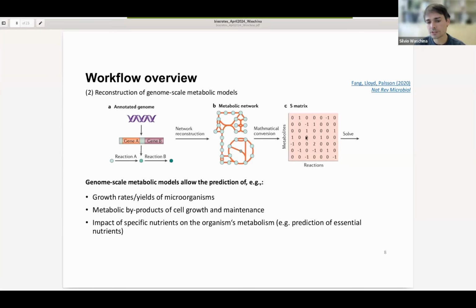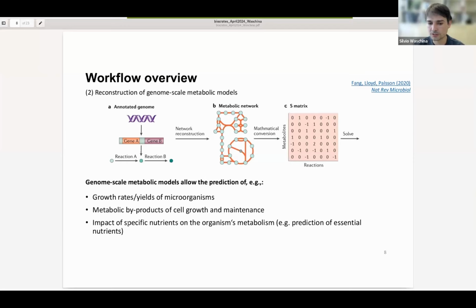And this metabolic network is then represented as a so-called stoichiometric matrix, which is just like a computer way of saving the topology of that metabolic network, and which we then can use in order to make predictions about the microorganisms' phenotypes. For example, the growth rates or growth yields of these microorganisms in certain environments. We can predict metabolic byproducts and cell maintenance mechanisms, and we can also predict the impact of specific nutrients on the organism's metabolism.